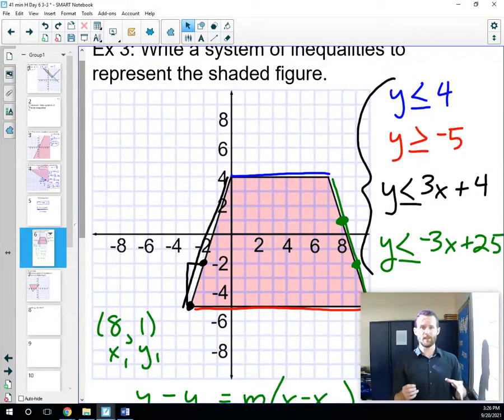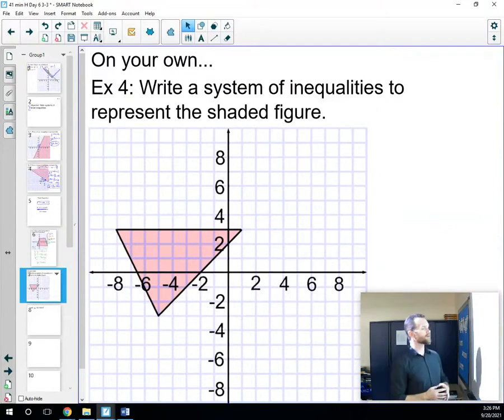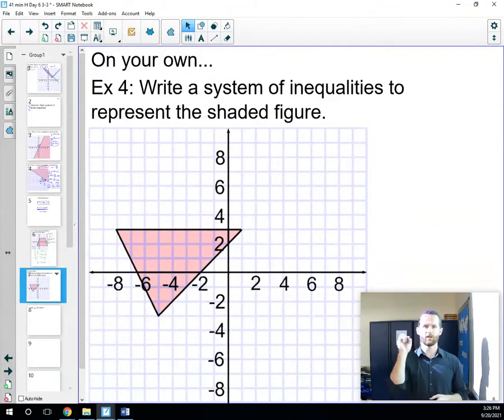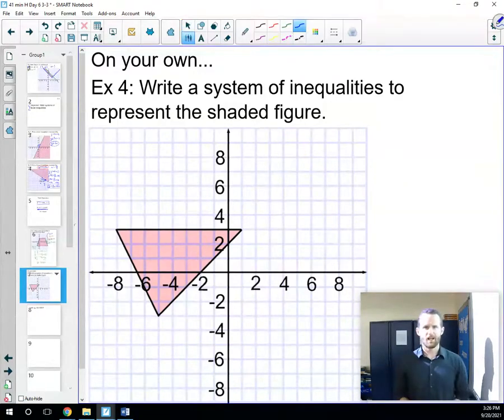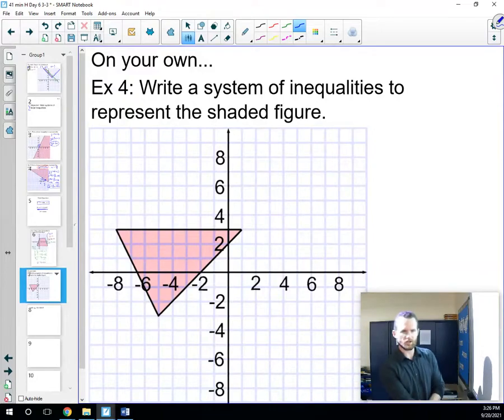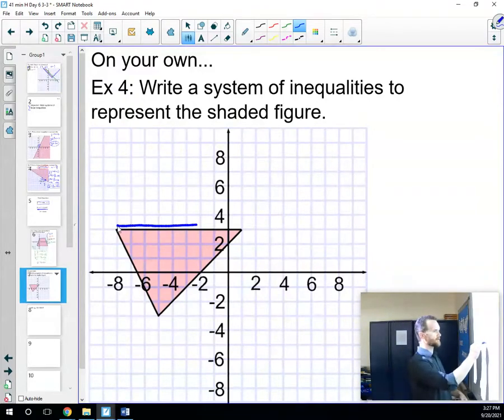All right, so hopefully that made sense. Let's do one more before we wrap this video up. So here's example 4. I want you to try this one on your own. All right, so we're going to go over it in 3, 2, 1. Let's go. Write a system of inequalities to represent the shaded figure. Let's color code this just so it's easy to follow along. We'll do blue, green, and red.